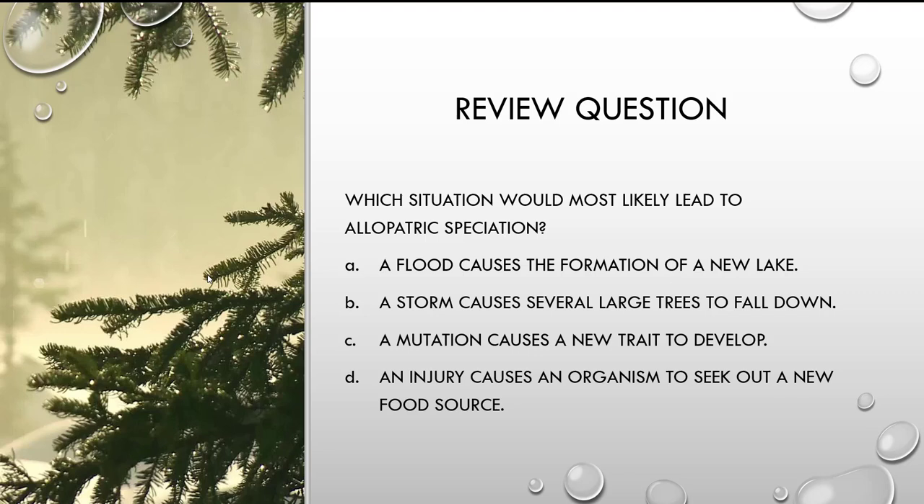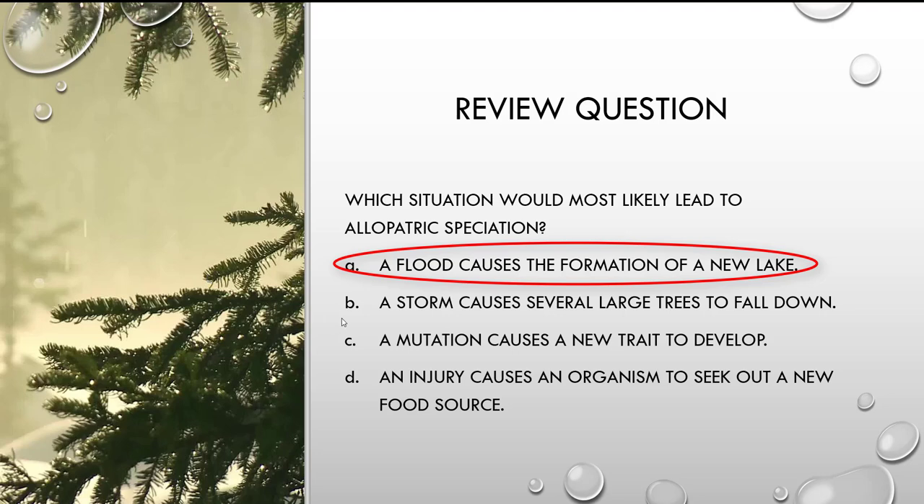If you said A, I would agree with you. So a flood causes the formation of a new lake. So now we have this geographic barrier. And so it might be harder for species to make its way around the lake. And so now they're kind of isolated from each other. And the two populations have reduced gene flow. So A is the correct answer.